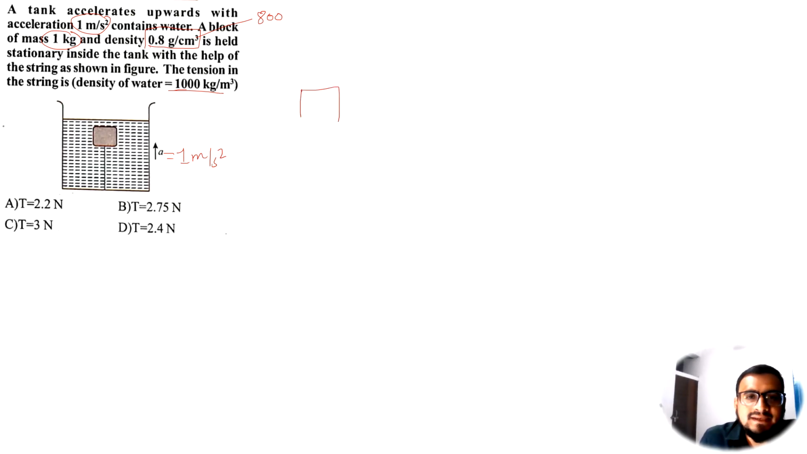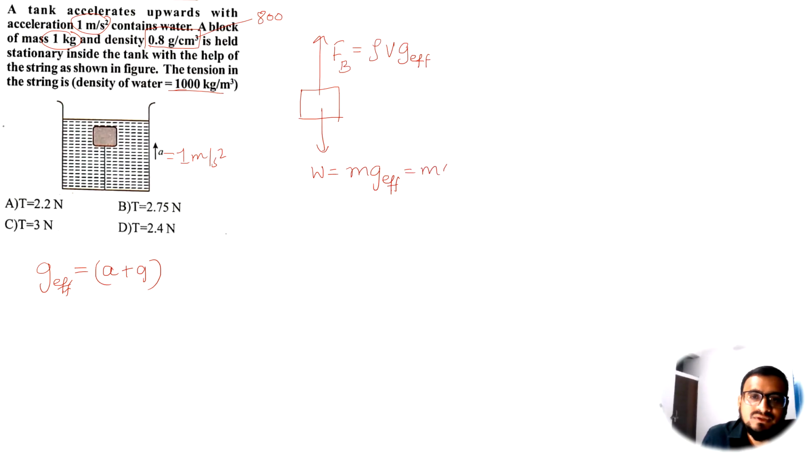If you check the forces acting on the block, the force of buoyancy is acting upward. This time the force of buoyancy is rho V G effective, because the vessel itself is accelerating upwards. So what is the effective G? When it is accelerating up, it is A plus G. We have to use A plus G here. And downward it is the weight. Weight is again mass into G effective, which is mass into G plus A, and here rho V G plus A.